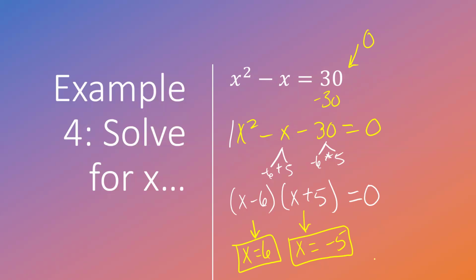One that is boxed, Jay. What would make x minus 6 equal to 0? What would make x plus 5 equal to 0?